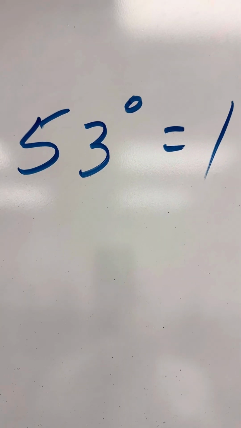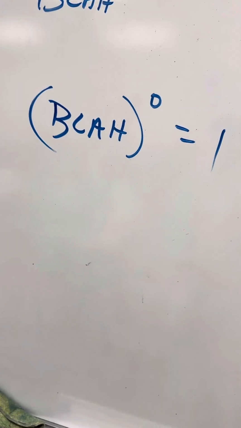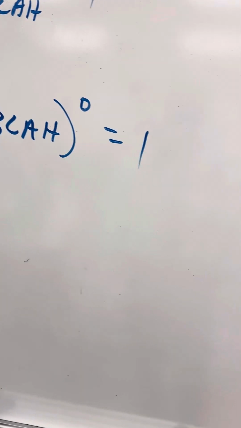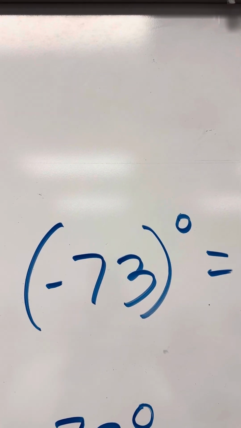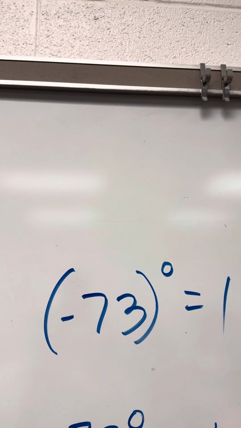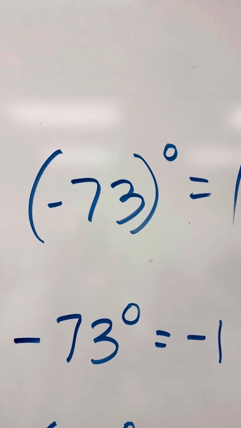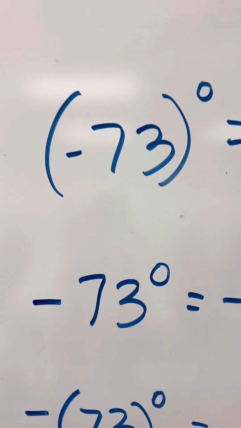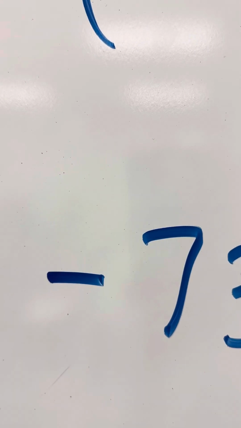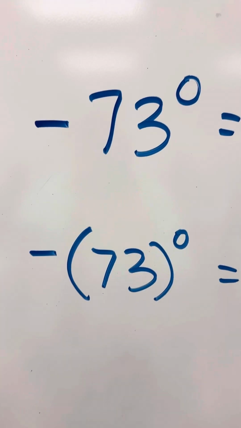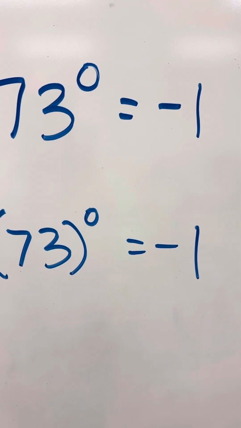53 to the 0 power is 1. Blah to the 0 power is 1. Negative 73 to the 0 power equals 1. But now you have to be careful. Negative 73 without parentheses to the 0 power is negative 1. Because first you take 73 to the 0 to say 1, and then after that you got to take the negative. So it's negative 1. It's just like this. The negative of 73 to the 0 power is negative 1. Okay?